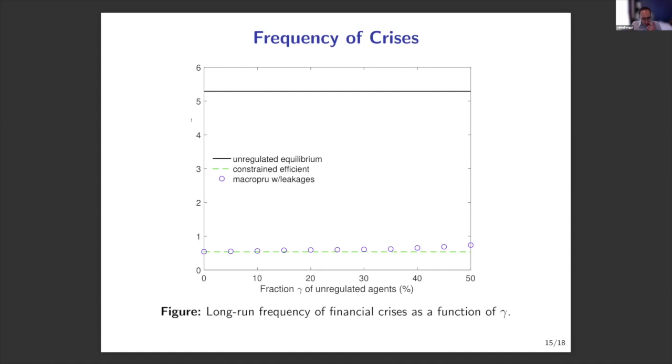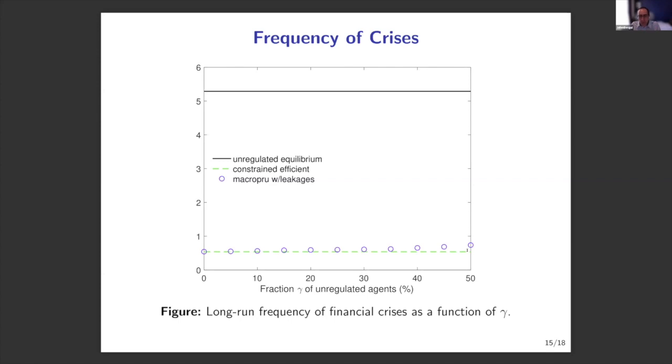Crises are defined in a standard way, and then we're comparing the probability of crisis in the ergodic distribution in different economies. We have a calibration where the crisis happens with about 5% probability in the laissez-faire, so this would be the black line, and the constraint efficient allocation would be the green line. That would be the case where everybody's regulated, and that's the benchmark from Javier's earlier paper. It's pretty striking how effective the policy is. It reduces the frequency of crisis by about eightfold.